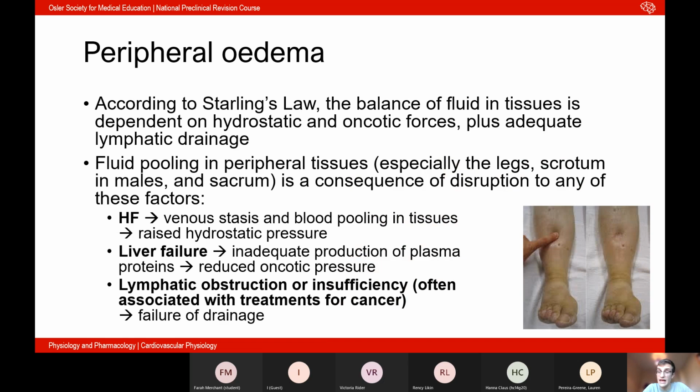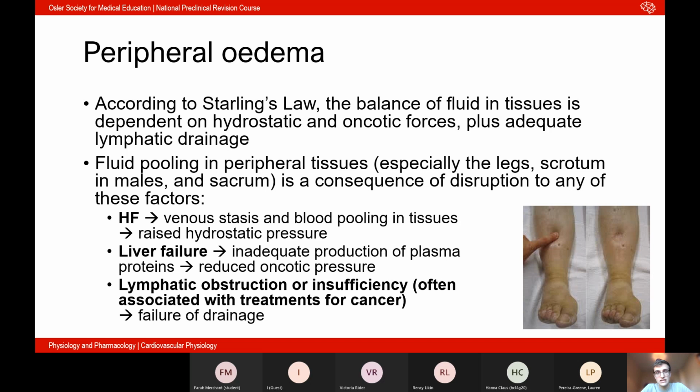If you have a problem with any of those variables that we have described, be that hydrostatic pressure, oncotic pressure, or your lymphatic system, then you will get excess fluid in your tissues. Something we do all the time in clinic is look at people's legs and press in on their shins. Where people have edema, so excess fluid in their tissues, you get this pitting effect where the skin doesn't bounce back because it's full of fluid.